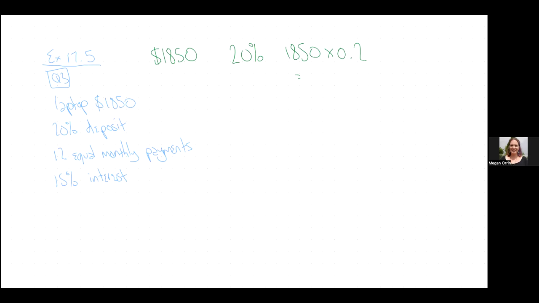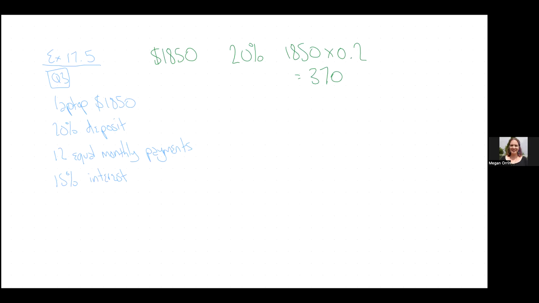give them straight away. So a deposit is really common. It just means if you buy something expensive, you've got to give them some money first. You can't just take it away for nothing. You've got to give them a bit of money first, then you pay the rest of it off. So that is $370. That's 20%. So that's how much I'm giving them initially, okay?